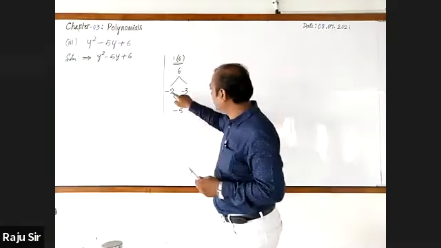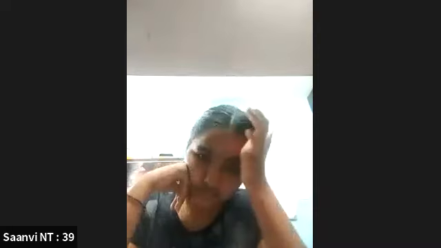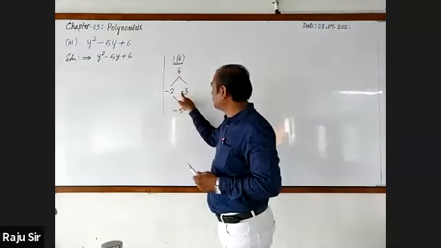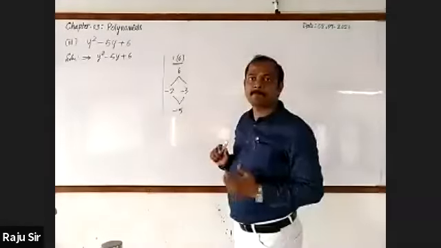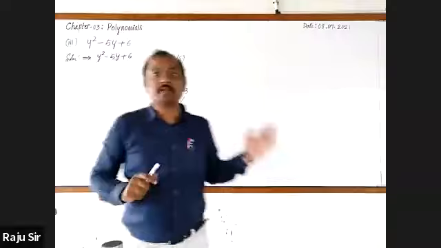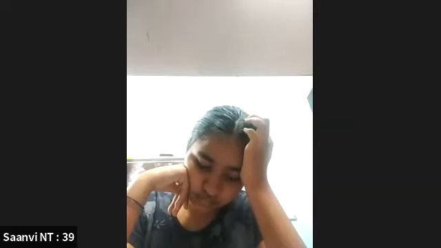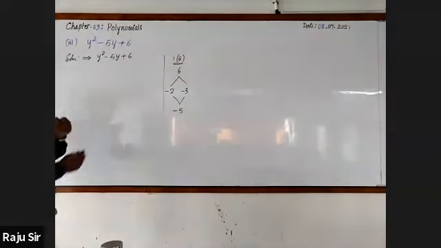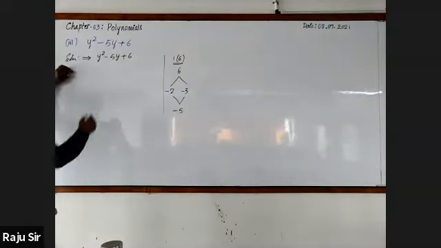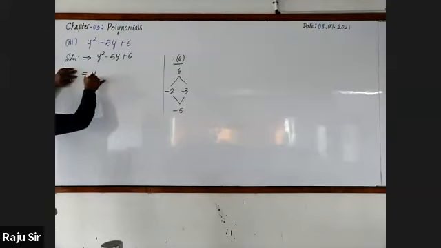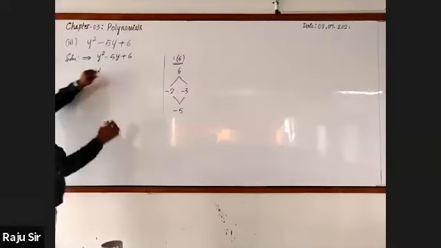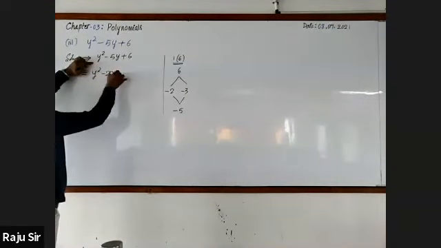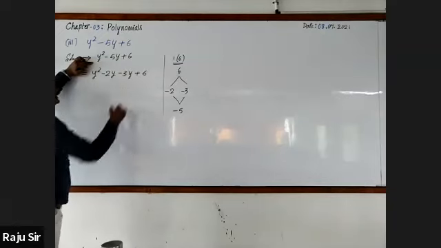Now observe. -2 into -3 is +6, because minus into minus is plus, and 2 3s are 6. Next, -2 -3 is -5. Got it? So these are the suitable factors. Now, y square, and in place of -5, I write -2 and -3. So -2y -3y, then +6.